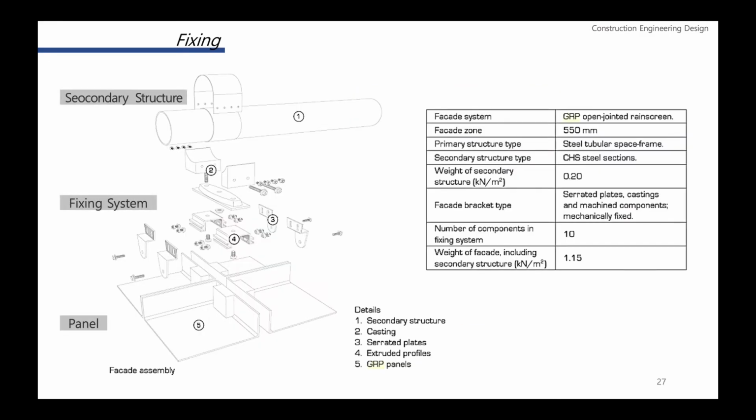This is the unit information of the substructure of the GFRP open jointed rain screen. Some important details to note are the use of bolts as the primary method of fastening every component. In addition, each system has about 10 components. About 17,000 panels are fixed directly at site by human hands. This completes the panel installation.